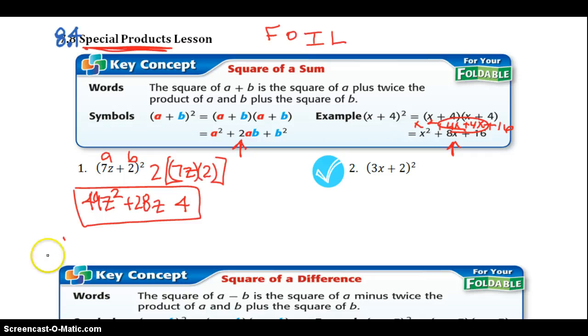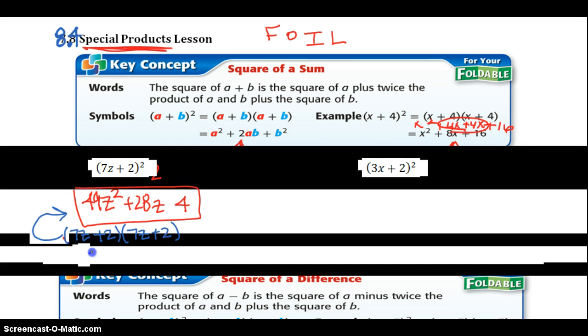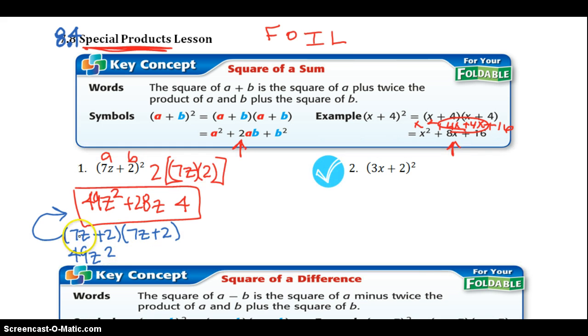Now I always, until I get comfortable, know that I can always use the FOIL method to double check myself, or the more you do this, the more you FOIL, the more this shortcut makes sense to you. So 7z times 7z is 49z squared, and then 7z times 2 is 14z, and 2 times 7z is 14z, and 2 times 2 is 4. And so as we combine like terms, we're right back to where we were.